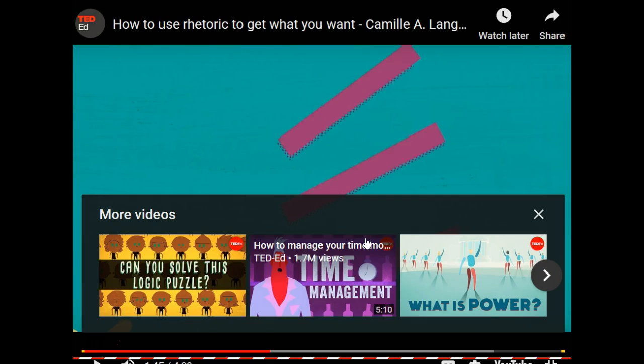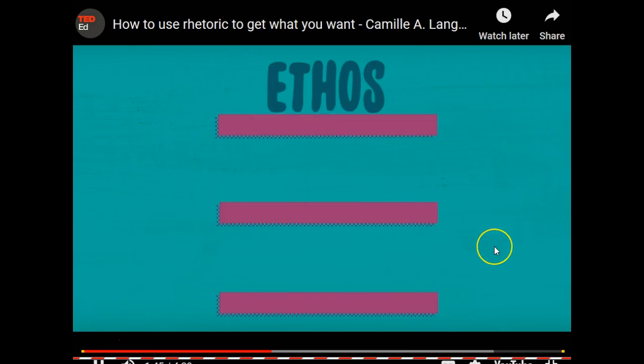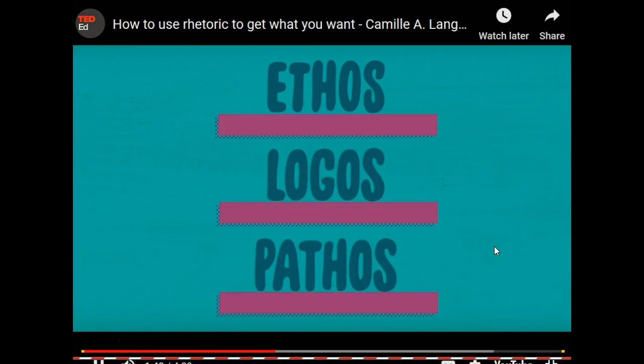Okay, so this is important. According to Aristotle, there are three persuasive appeals. So when you're trying to get somebody to do something, there are three ways you can persuade them, okay? So when it comes to your chart, you should probably get these going. Ethos, logos, and pathos.